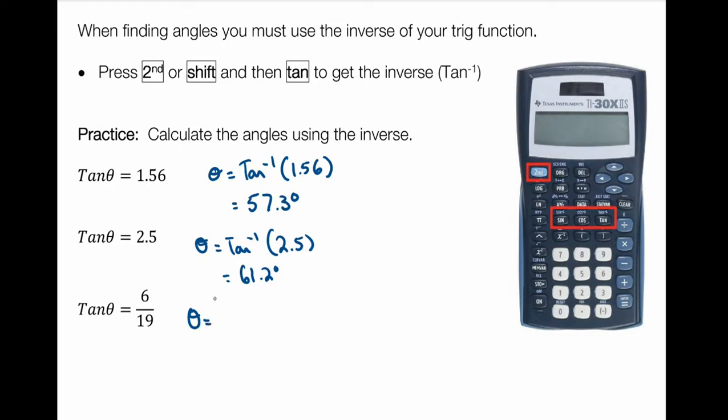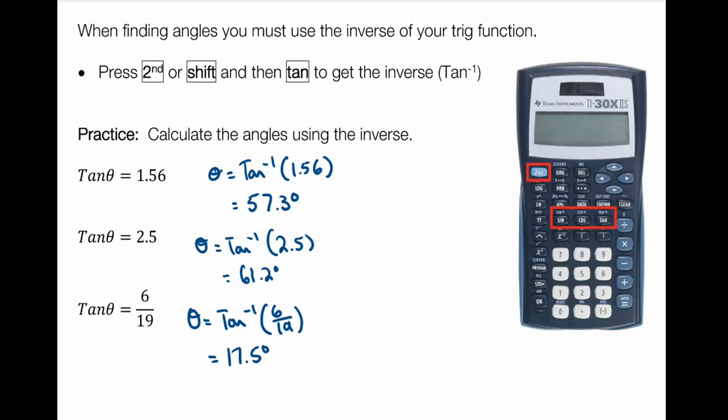Move the tan over, it becomes the inverse. Tan -1, 6 over 19. A little bit more of a calculation. But if you're using your calculator, you could enter tan -1 and then in brackets, 6 divided by 19, close bracket, and you get 17.5 degrees.